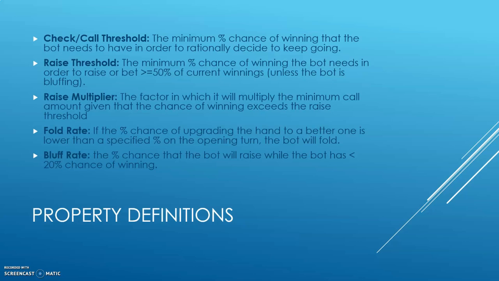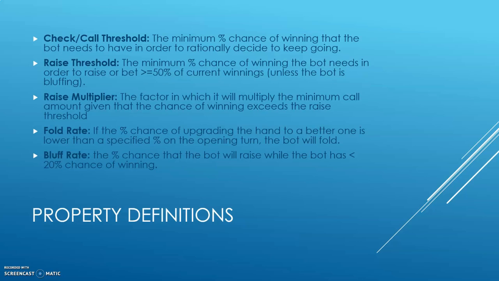The fold rate is the % chance of upgrading the hand to a better one. If it's lower than the specified percentage on the opening turn, the bot will fold. So if I have a 3 and a 2, and in the river there's no 3s or 2s, and there's no possibility for a straight, then that's a fold. There's no way the bot will think it's rational to play that hand.